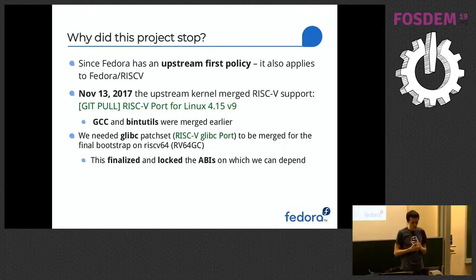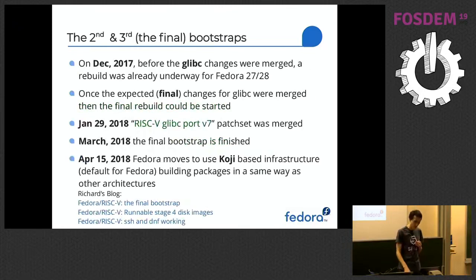They had to wait for the kernel. glibc was the last part. When that happened, we started going like mad to get it done. So we also had second and third bootstraps, and the third one was the final one. Once we had done that, we actually moved to the Koji infrastructure. That means we're building the packages in the same way that the official Fedora is doing, but for this alternative architecture, so it's not using the official infrastructure; we're using a separate infrastructure.